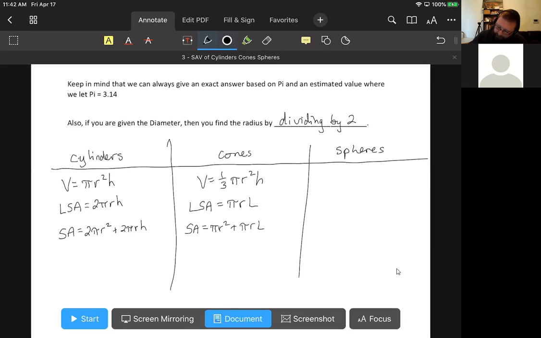Finally, spheres, volume is 4/3 pi r cubed. Surface area is 4 pi r squared. And there is no lateral surface area in a sphere. So there are our equations for cylinders, cones, and spheres all in one place. Again, when you're doing the assignment, please make sure you are using the correct equations based on the figure, the shape that you're looking at. Okay?